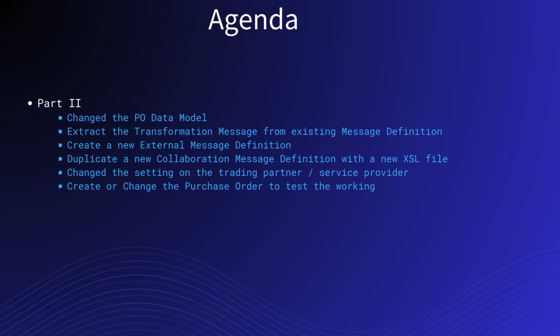So, the agenda of today's session is changing the existing pure data model. Then we will extract the transformation message from the existing message definition. Then we'll create a new external message definition, which is going to be a custom one. Duplicate a new collaboration message definition with a new XSL file. We'll do some settings on the trading partner service provider. And then we'll create or change the purchase order to test our working.